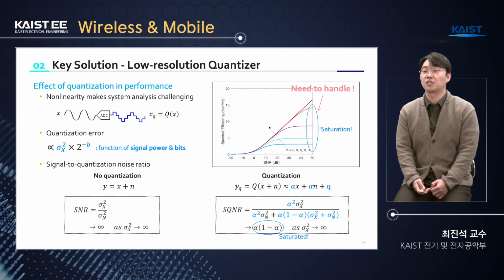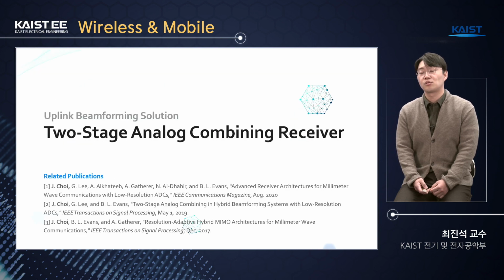This is because the quantization error also increases with the signal power, so it can be a main bottleneck of increasing the signal quality, called SNR or SQNR. So we have to efficiently deal with the loss from quantization. I proposed a two-stage analog bit combining receiver in the uplink direction to manage such quantization error behavior from a minimal perspective.